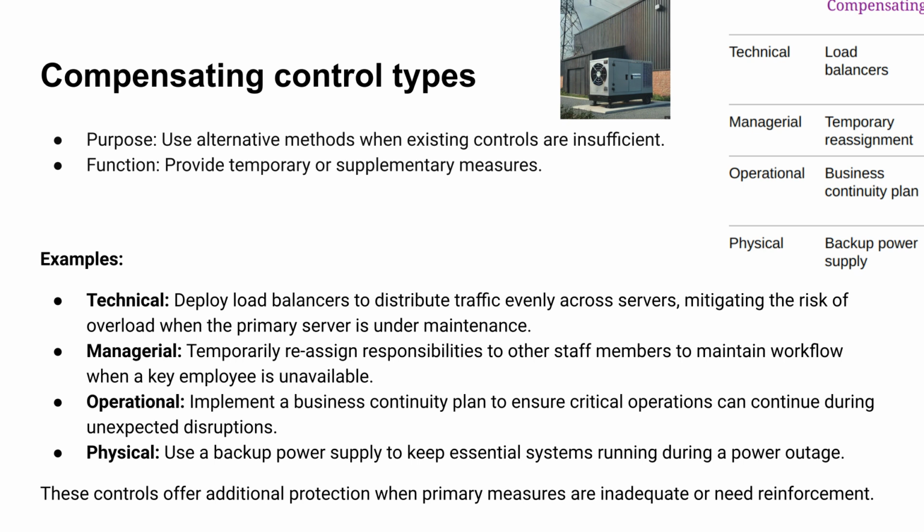These compensating controls can be categorized accordingly. Deploying load balancers is a technical control, reassigning responsibilities is a managerial control, implementing a business continuity plan is an operational control, and using a backup power supply is a physical control. These measures are crucial for maintaining security and operational stability when primary controls need reinforcement or are temporarily inadequate.